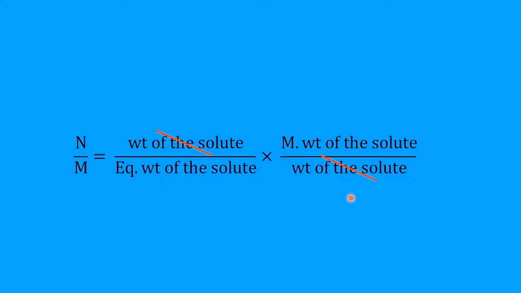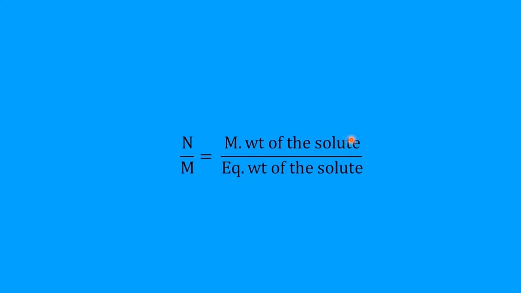So what do we get? We get molecular weight of the solute by equivalent weight. What do you call it? Valency, the n factor. So normality by molarity equals valency. Here we are getting the relation between normality and molarity.